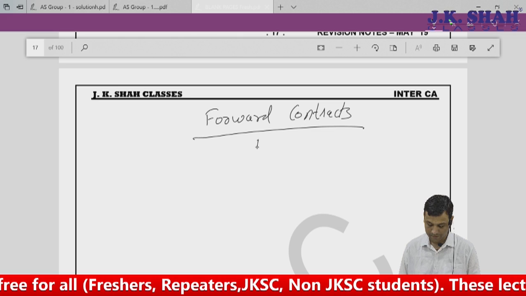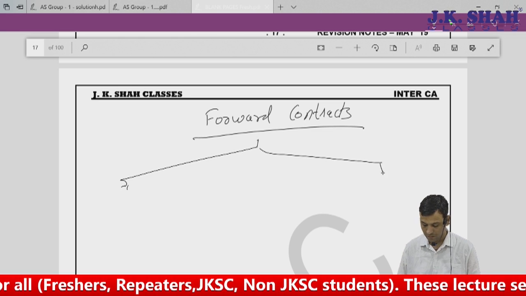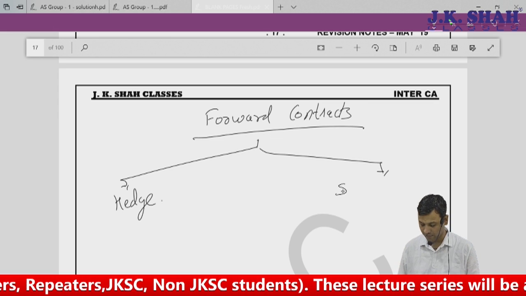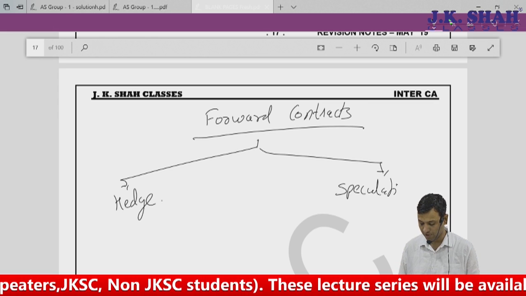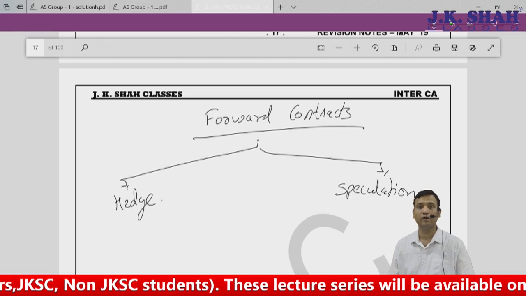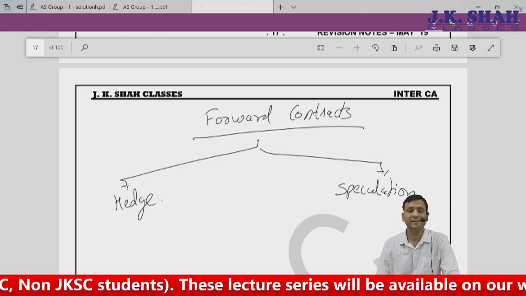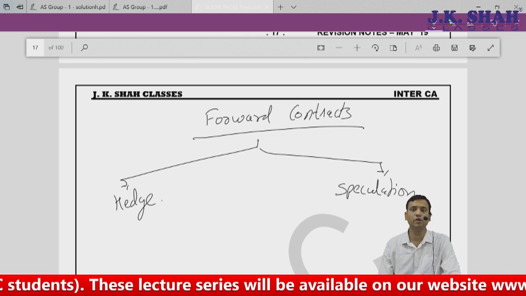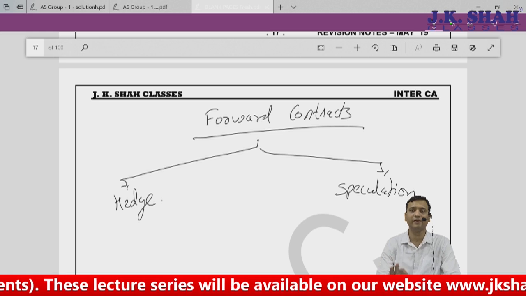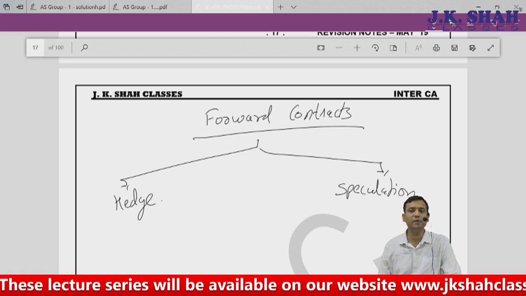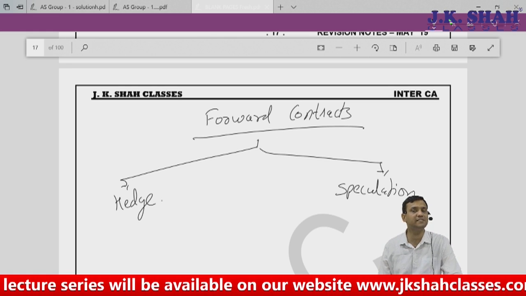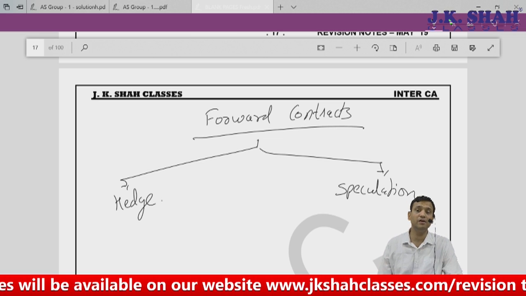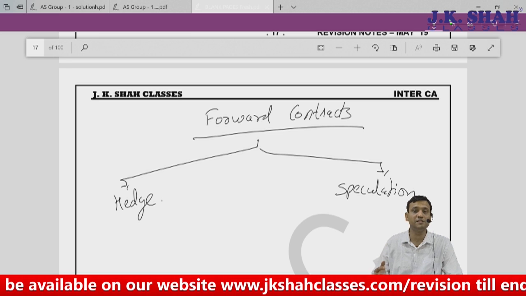It says forward contract can be for the purpose of hedge or speculation. Now, what do you mean by forward contract? Forward contract is a contract to exchange foreign currency on a particular date at a particular rate. I'm insuring myself, insulating myself against the changes which may be against me. Like I'm going to receive $10,000.